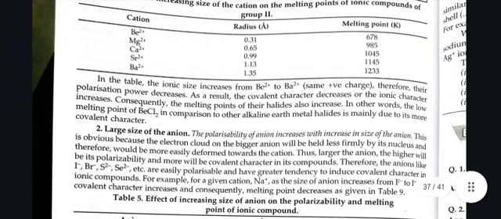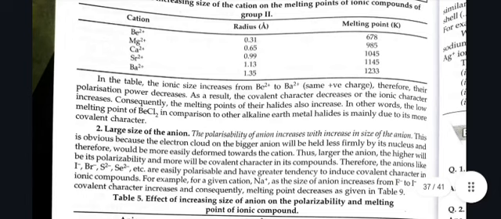This is obvious because the electron cloud in the bigger ion will be held less firmly by its nucleus and therefore would be more easily deformed towards the cation. Thus, the larger the anion, the higher will be its polarizability and the more will be its covalent character in its compound. Therefore, anions like I-, Br-, S2-, Se2-, etc. are easily polarizable and have greater tendency to induce covalent character in an ionic compound.